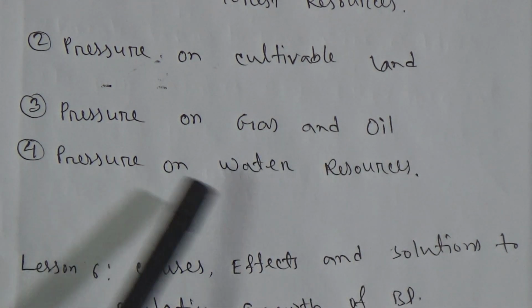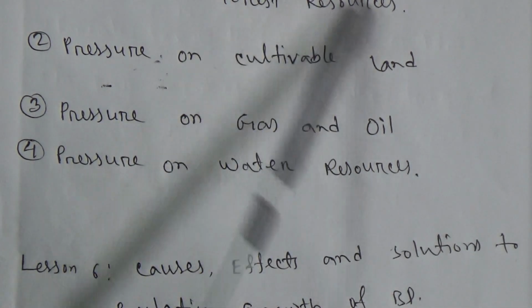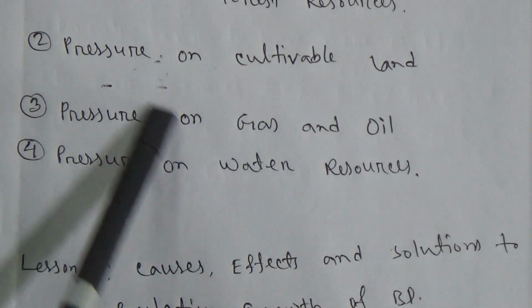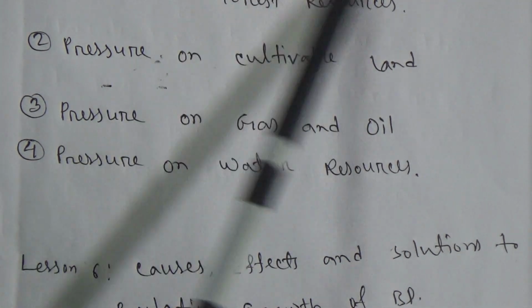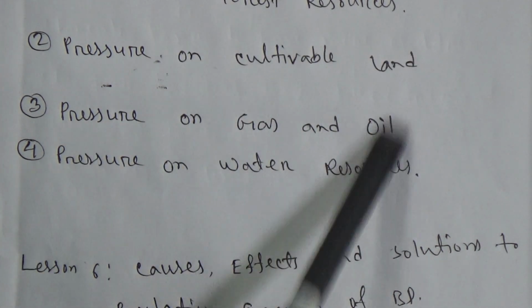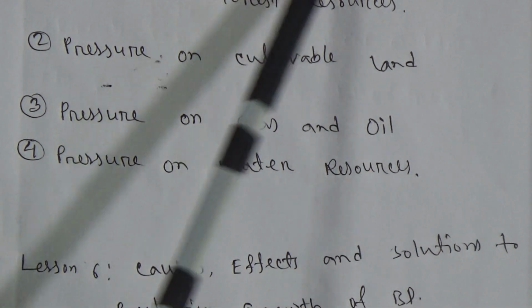So there is a huge pressure on these areas. That's why these resources are decreasing, but the population is increasing. Whenever the rate of population is going upward, at the same time our resources are going downward. This is the scenario of the relation between population and natural resources in our country.